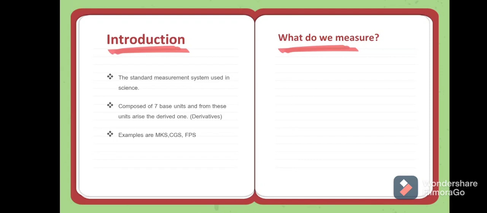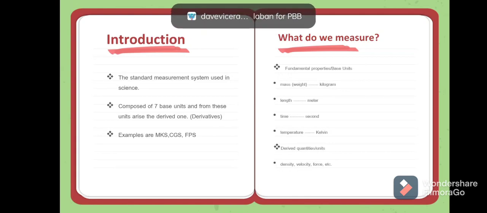What do we measure? We measure fundamental properties, or what we call the base units, which are: mass or weight, kilogram; length, meter; time, second; temperature, Kelvin. And the derived quantities or units are density, velocity, force, and etc.